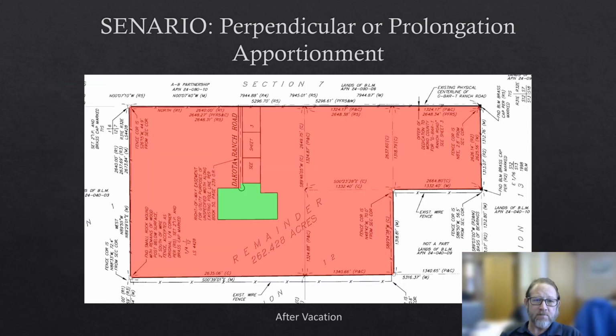In conclusion, because this road vacation is going to cut off access to the green parcel, and because the owner of the red parcel will not take ownership of the entire cul-de-sac, it is unlikely that this road vacation will be successful without some significant concessions by the guy who owns the red parcels, be it financial concessions, easements, whatnot.